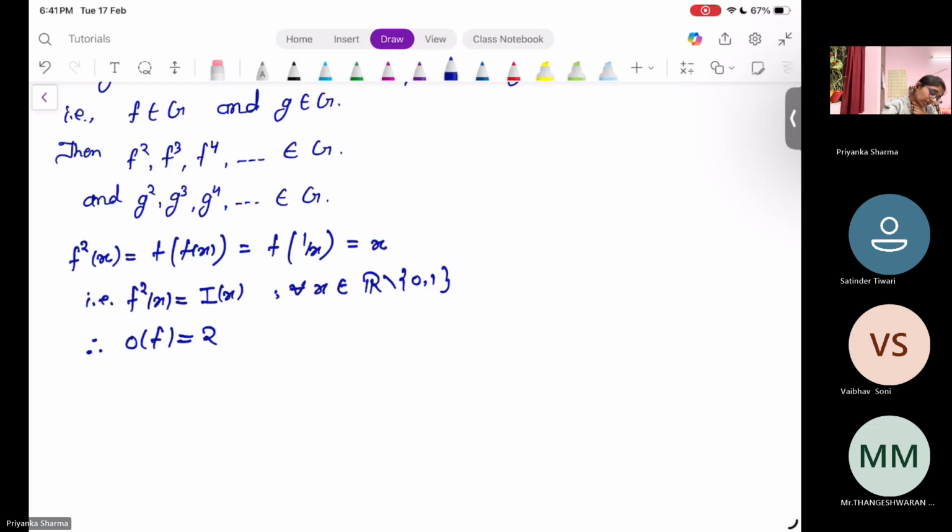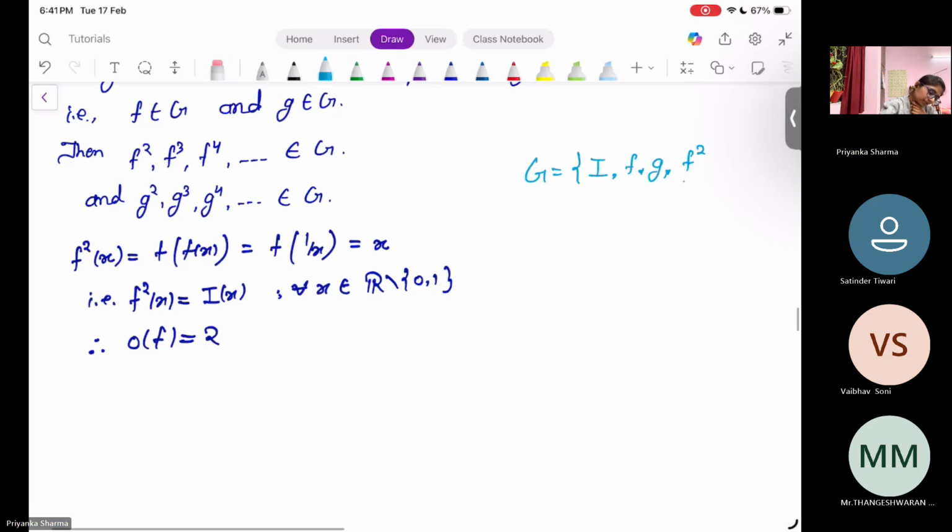Okay. Actually, we are willing to construct this. So, identity will be there, f and g will be there. Now, if we want to write f square, so that is already included. That is same as the identity. Okay. So, we don't need to write f square. F cube will be f. F4 will be identity again. So this is done. Now come to G.